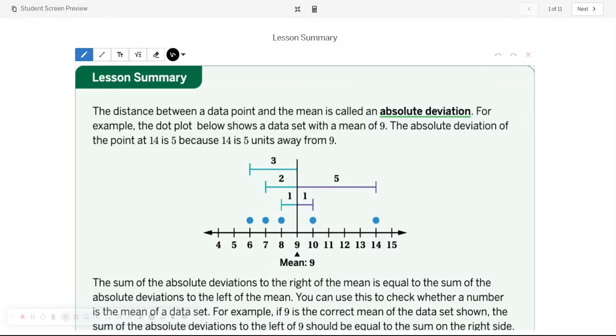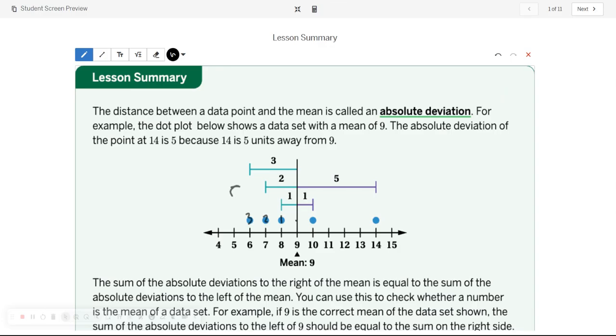Okay, so today we were looking at absolute deviations to help us confirm that the mean is true. It should balance. The absolute deviation is the distance from the mean.